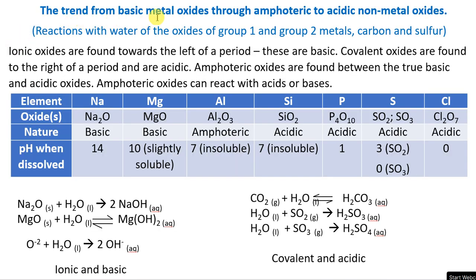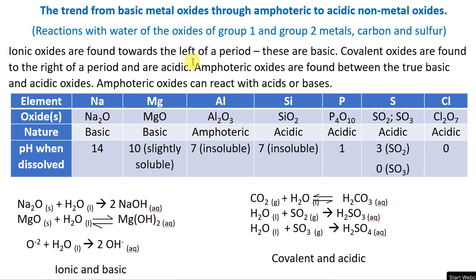There is a trend from basic metal oxides through amphoteric to acidic non-metal oxides, meaning on the left side of the periodic table I have basic metal oxides. On the right side I have acidic non-metal oxides. Between them I have oxides which can behave as acid or base. They're amphoteric.